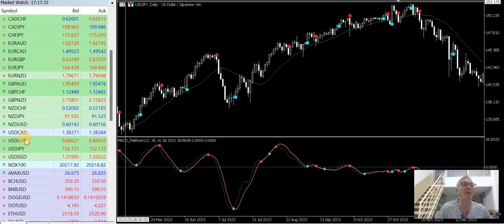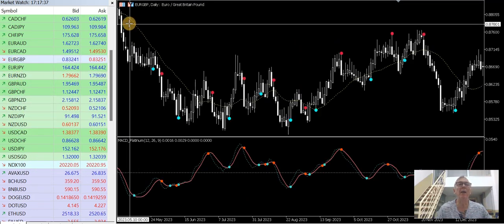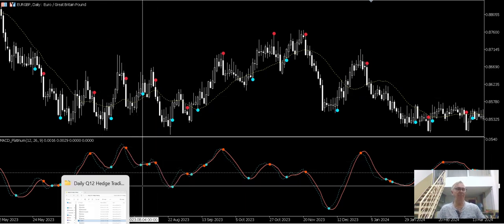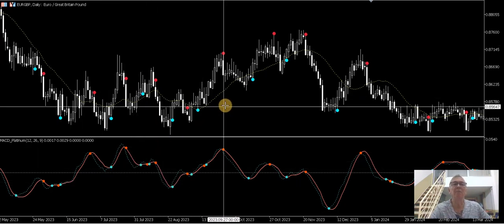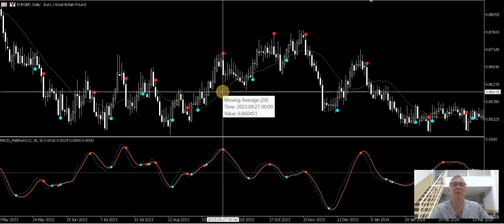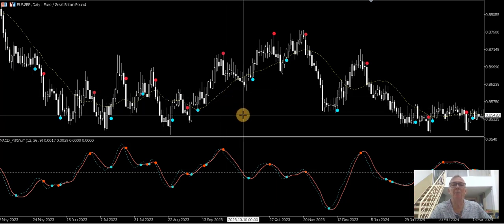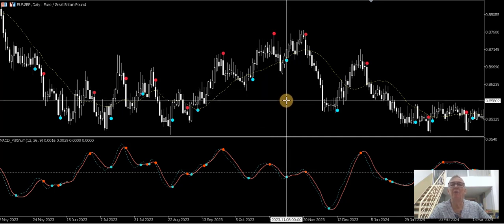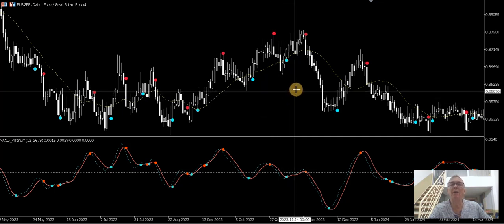Let's have a look. Say, for example, a pair I detest, Euro Pound, daily chart. Let's have a look at this. You know, like this will work nicely. Right, we'll stay here, random plot in the middle of the chart. Sell there, goes down, we're out. Buy, can't lose. Sell, can't lose. Right, buy, yeah, can't lose.